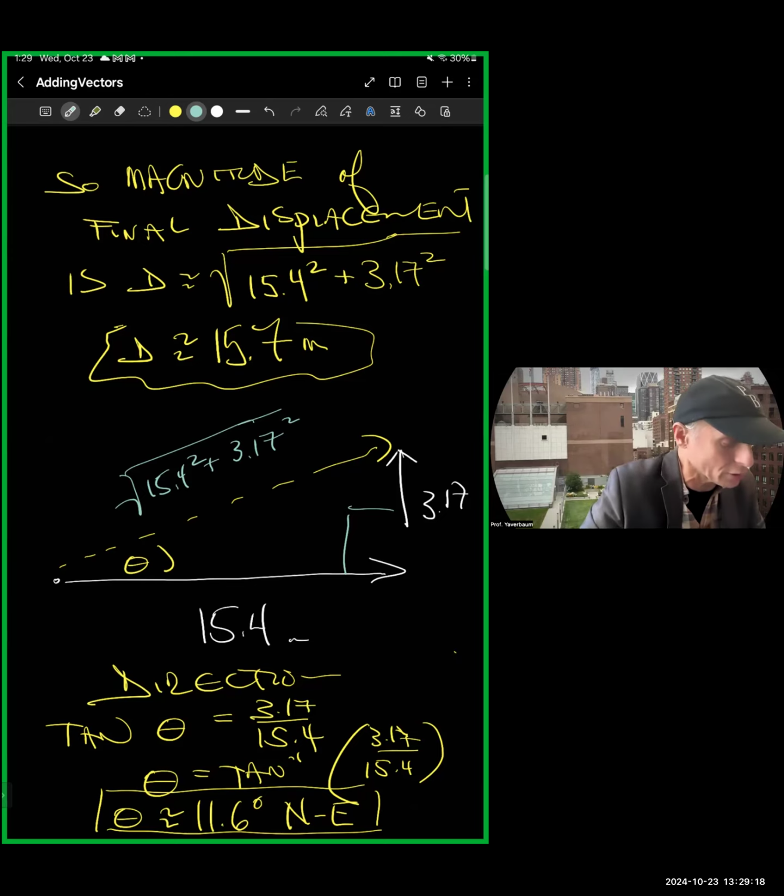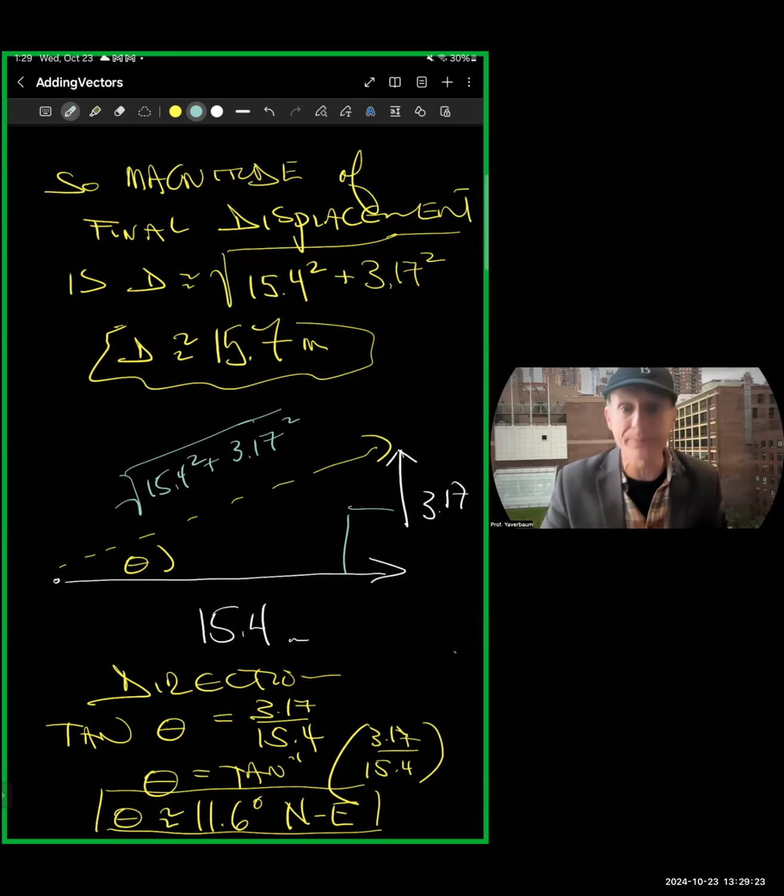How can I tell it's northeast? Because look at my picture. It's north of east. So, number one, this is my answer to the problem. At the end of the day, the total displacement is that I ended up 15.7 meters away from my original position, in a direction of approximately 11.6 degrees northeast. For it to be a final answer, it has to have magnitude and direction, and direction has to have an angle and points of the compass.